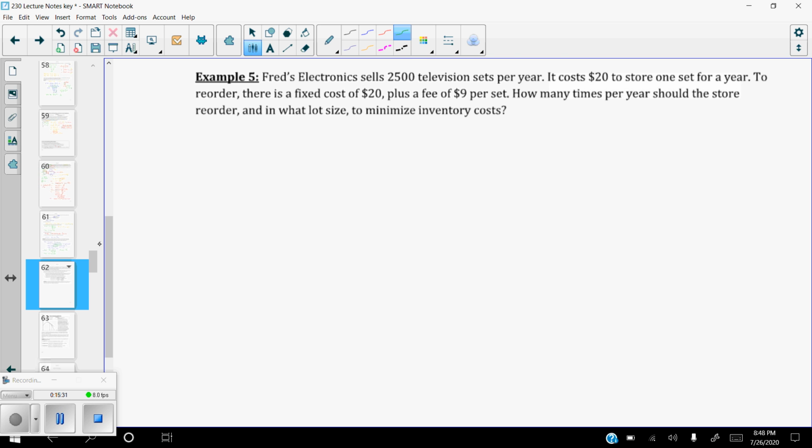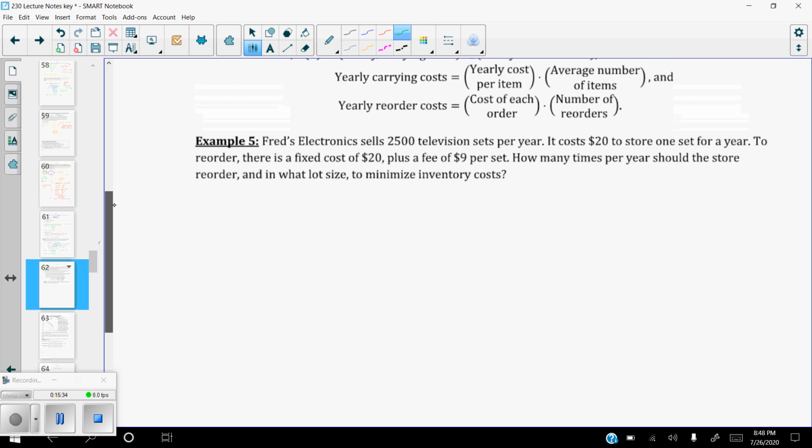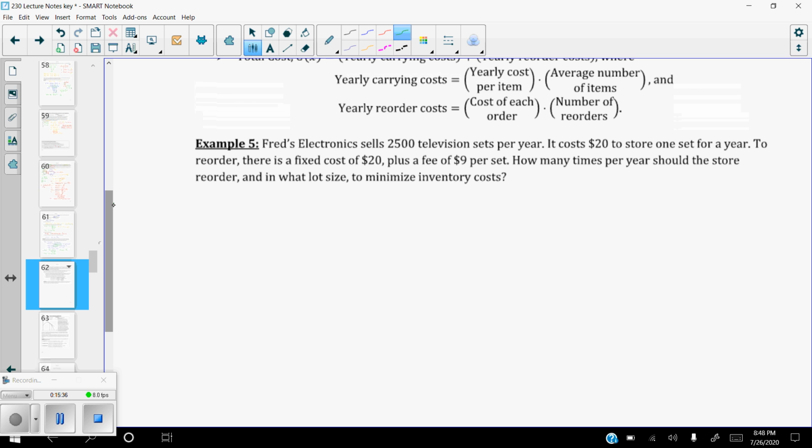So let's go back up here just to look at this. We need to figure out, first of all, what the yearly carrying costs are. So we're going to start with this one, the yearly carrying cost. Well, that means we need to figure out the yearly cost per item. According to what it says here, it costs you $20 to store the item. So that's a carrying cost.